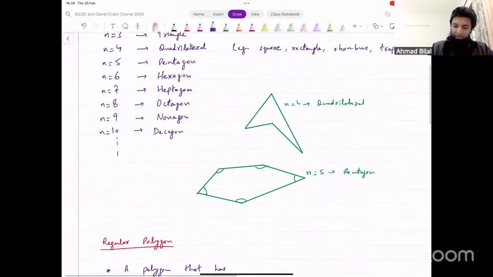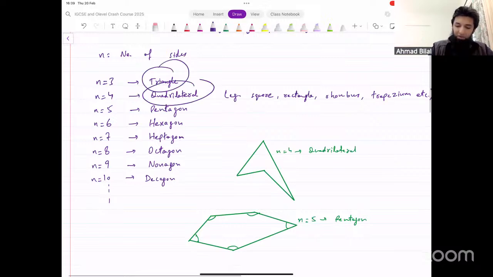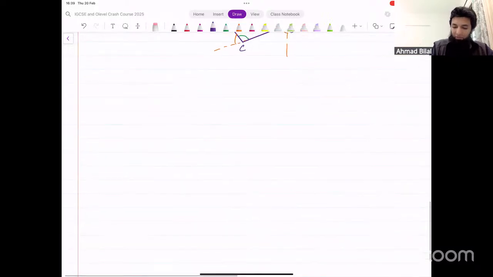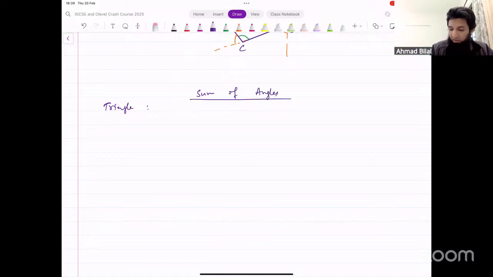Remember these figures, triangles, quadrilaterals, we know the sum of angles inside these figures. For a triangle, for instance, when we add all the angles, the sum of all the angles for a triangle is 180 degrees. Let me write that down here. For a triangle, we know that the sum of all angles is equal to 180 degrees.